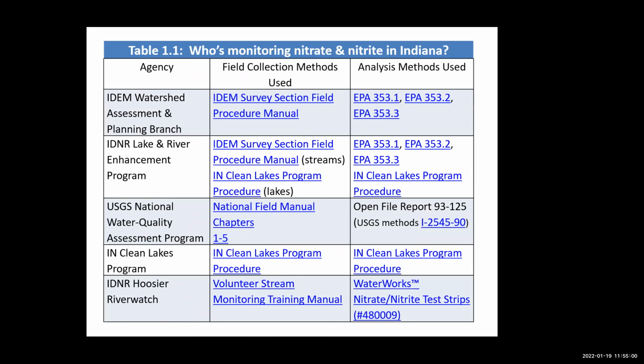So then we have a table in this monitoring manual for each parameter of the major agencies: the IDEM Watershed Assessment Planning Branch, who you'll hear from in a future workshop, LAIR, who Austin works for, the USGS National Water Quality Assessment Program, the Indiana Clean Lakes Program, and Hoosier River Watch. This is the volunteer program. And at that time, we collected the methods for each of these because that hadn't been available in one place. I think that these are still current. The only one I know that updates them is IDEM.